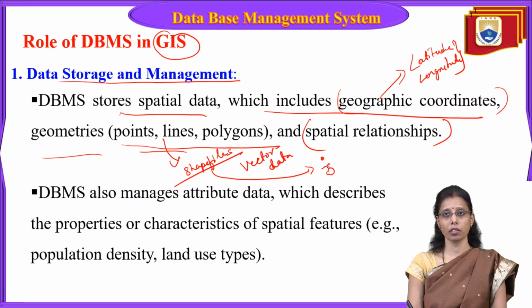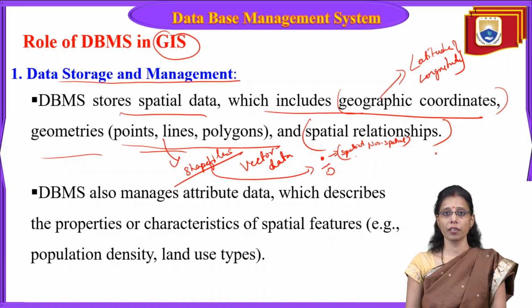When we put a point, this point is called spatial. If you assign some information to this point, then it becomes non-spatial. So the shapefile carries both spatial and non-spatial information. That's why, along with the shape, it carries the non-spatial information, which is called a shapefile. The same way as lines, the same way as polygons, and the spatial relationship.